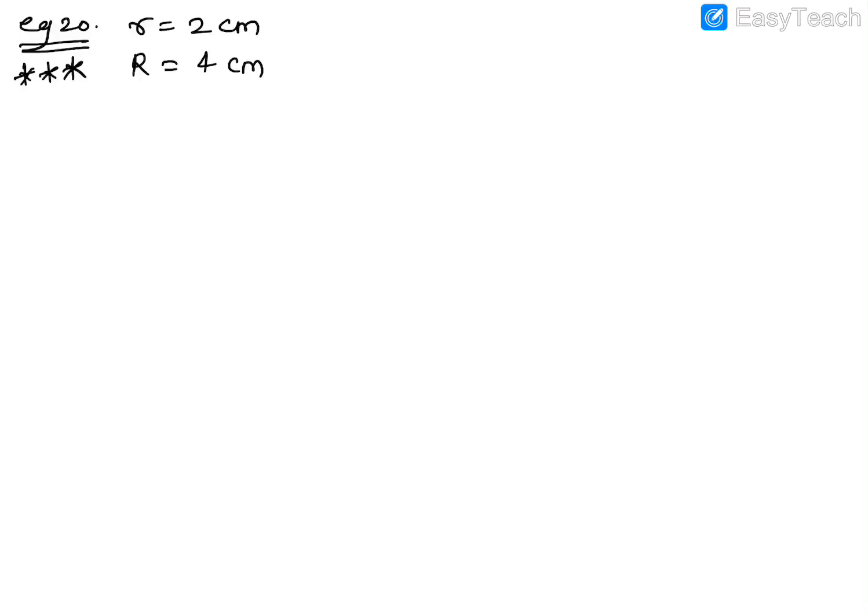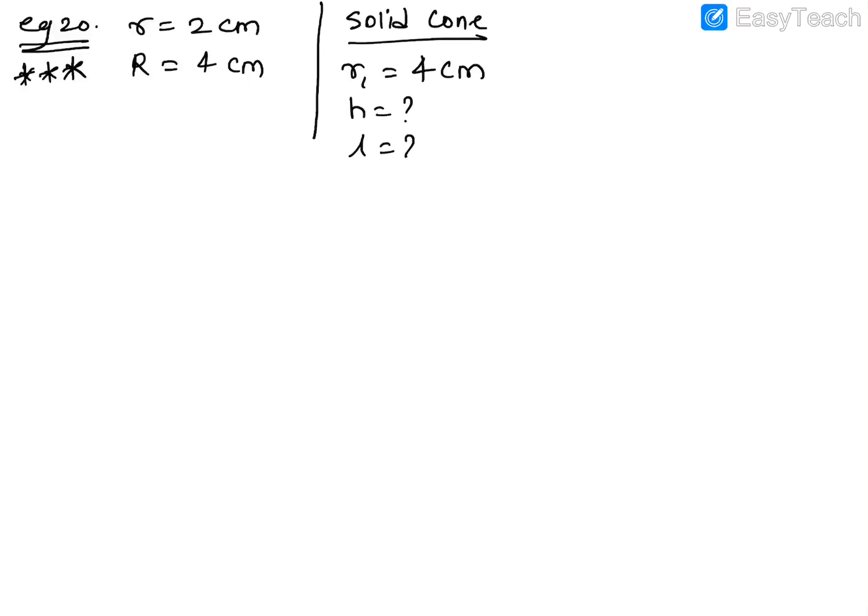So this is converted into what? A solid cone. So they are making a solid cone out of this, of base radius equal to 4 centimeter. Find the height and the slant height of the cone. So first we'll have to calculate height and then the slant height. So this object is a solid cone and this one is a hollow sphere.